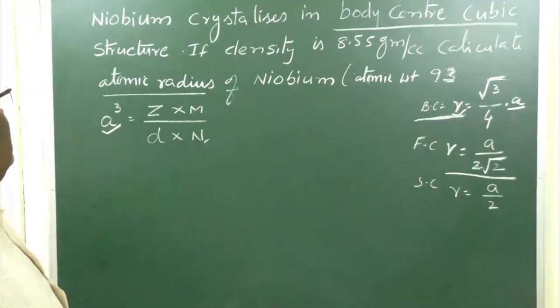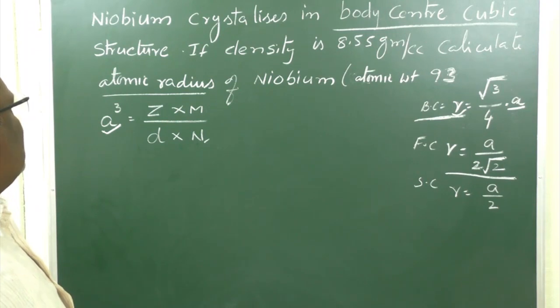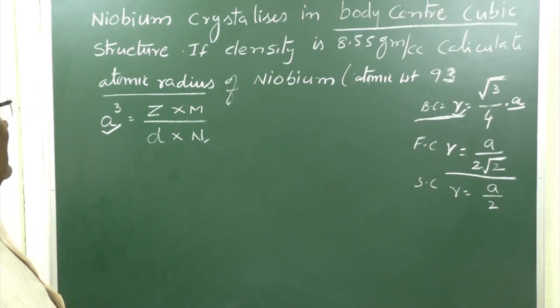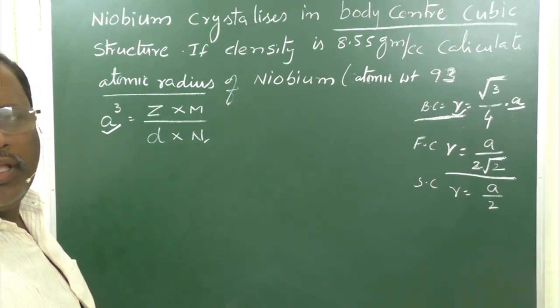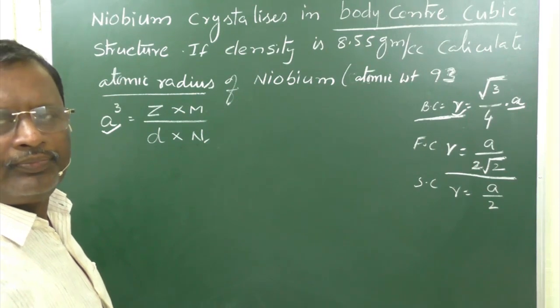Let us observe the next problem. Niobium crystallizes in a body center cubic structure. If density is 8.55 grams per cc, calculate the atomic radius of niobium. Now they are asking the atomic radius of niobium. This is a new problem. They are asking the radius of the atom.